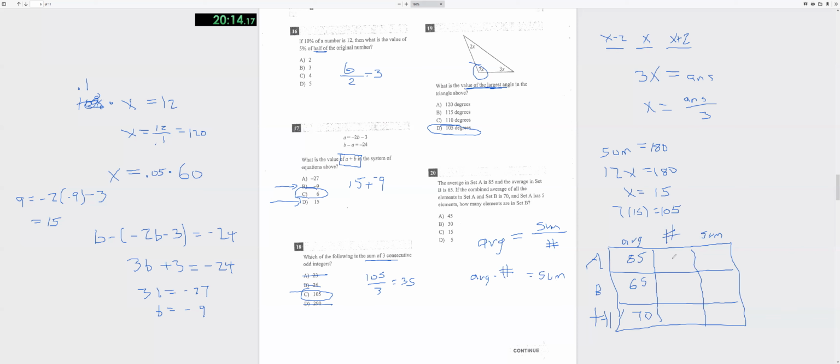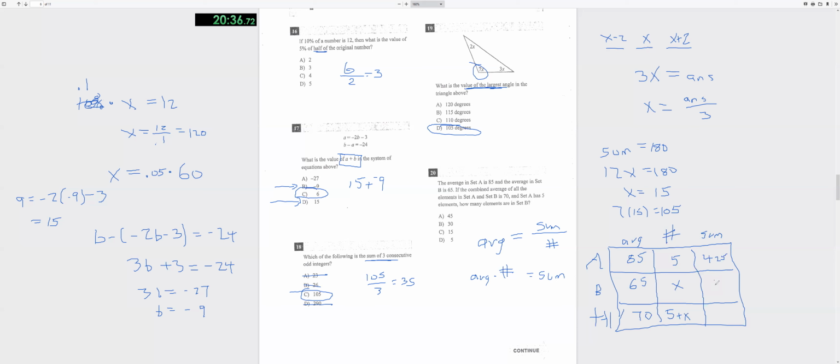We know that set A has 5 elements. We don't know how many are in set B, so I'm just going to call it X, and therefore the total is going to be 5 plus X. All right, now let's compare our sums. So the sum of the things in A is going to be whatever 85 times 5 is. So that's 425.